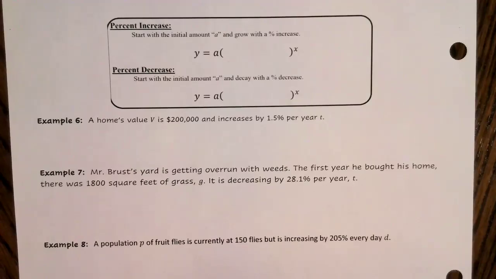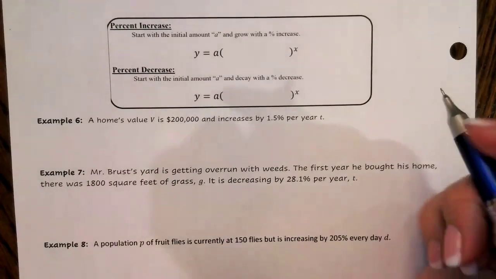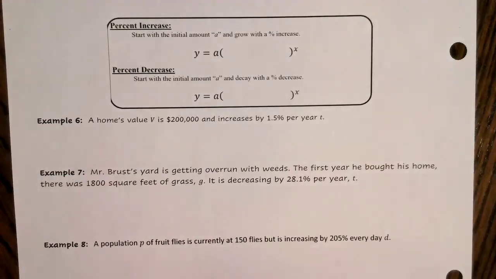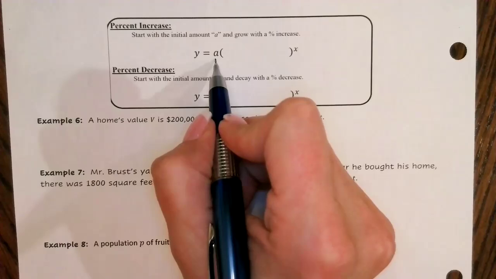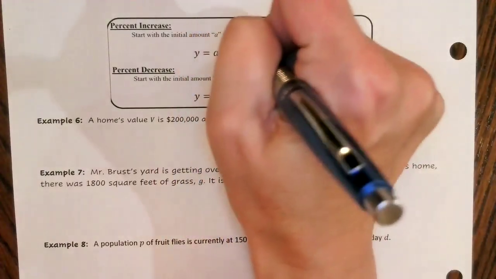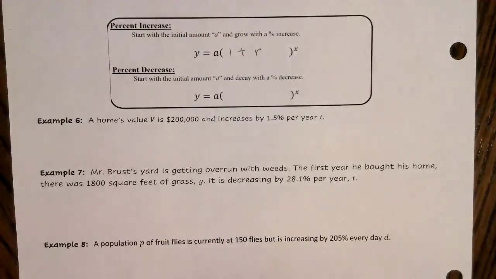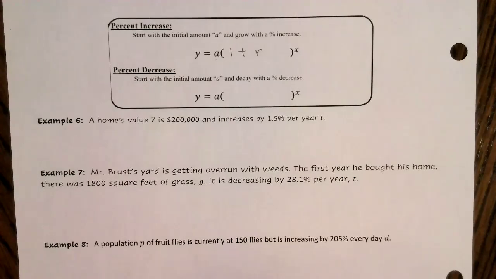All right, to wrap up what we were just talking about on writing the equation, anytime that you have a percent increase, we're going to start with the initial amount of A, and then we have 1 plus our rate, our percentage. And you're going to remember to move the decimal over 2 places to get that.